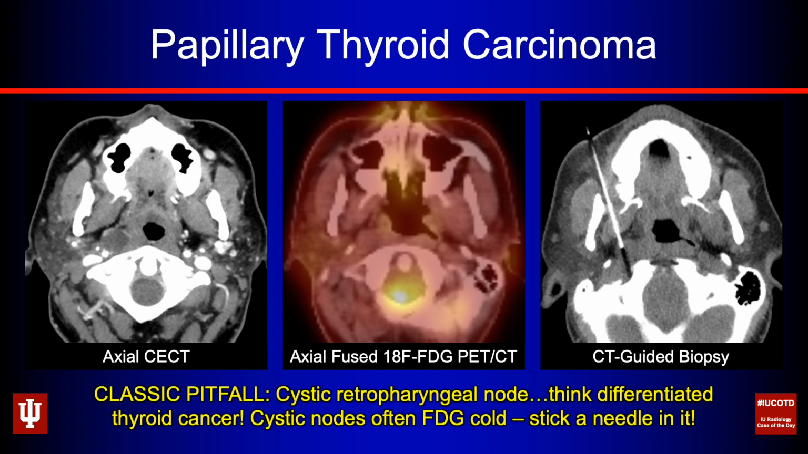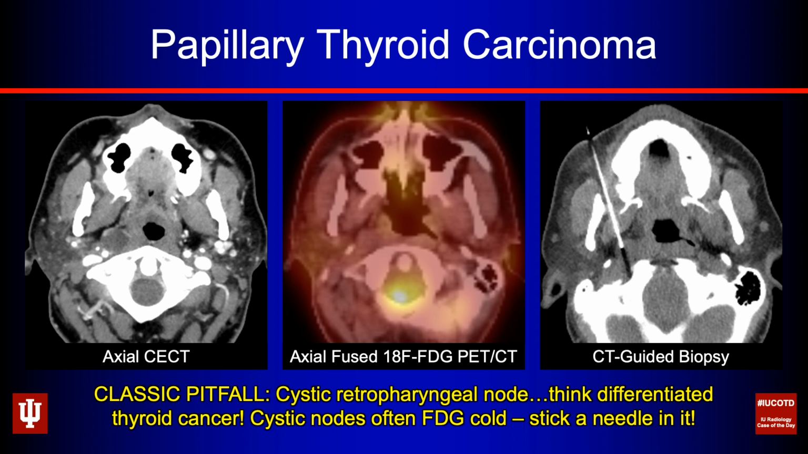So a classic pitfall that we see not infrequently with papillary thyroid carcinoma: look for those cystic retropharyngeal nodes, or cystic nodes in general. But thyroid's bizarre. It gives nodal mets in sort of unexpected places.